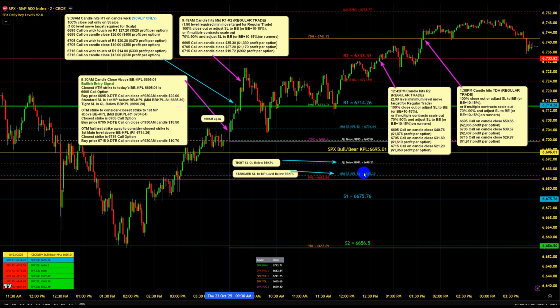That also works the same in reverse. So if instead we were taking a bearish trade off of the bull bear KPL, our tight stop loss would be the QL above, and our standard stop loss in a bearish play on the bull bear KPL would be the first midpoint above.